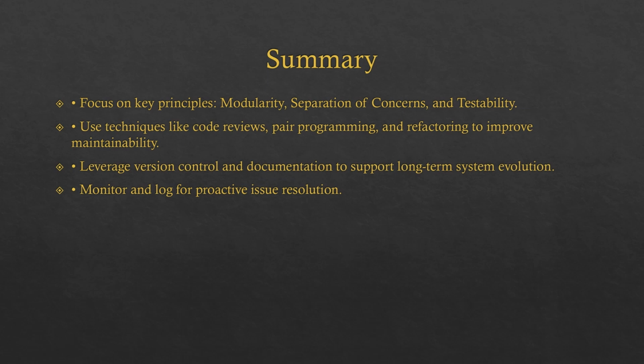In summary, maintainability is all about designing systems that are easy to manage, evolve, and troubleshoot. By focusing on modularity, separation of concerns, and testability, and leveraging practices like code reviews, pair programming, and refactoring, we can create a more maintainable system. Additionally, version control, documentation, and monitoring provide support for long-term system evolution and reliability.